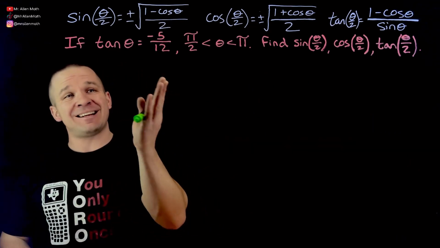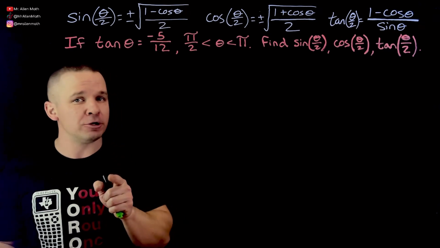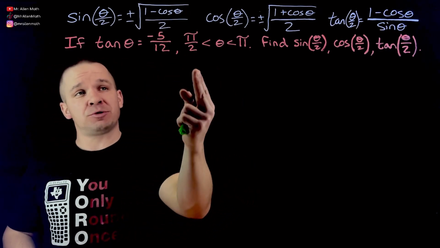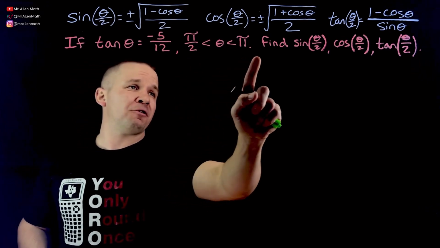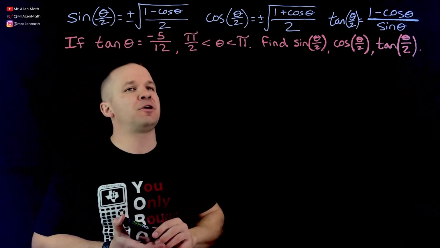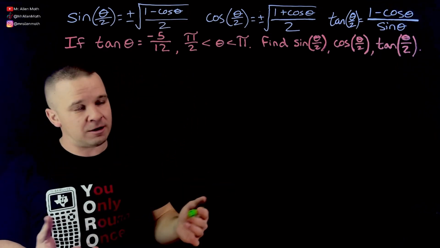We're evaluating trig functions using our half-angle formulas. For this one, we've got tangent of theta is equal to -5/12. I'm feeling a Pythagorean triple here. Theta is restricted to the second quadrant, between pi over 2 and pi, and we have to find sine of theta over 2, cosine of theta over 2, and tangent of theta over 2. First step is to draw our triangle in standard position.